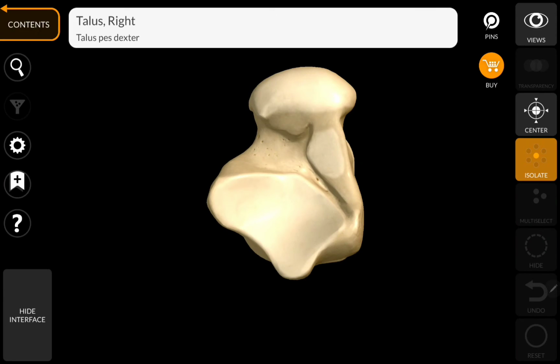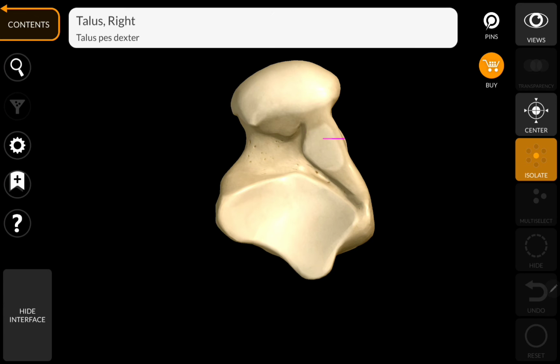The undersurface of the head contains three articular facets. One is the anterolateral articular facet, the other one is the middle articular facet, and the last one is the posterior articular facet, which is very large in nature. Right. So the undersurface of the head contains three articular facets: the anterolateral, the middle, and the posterior articular facet. These three articular facets articulate with the articular surface found on the dorsal surface of the calcaneum.